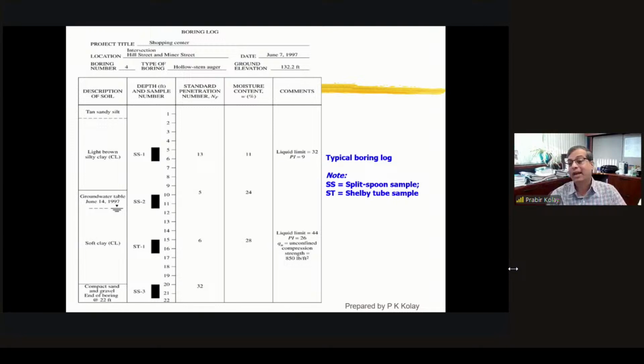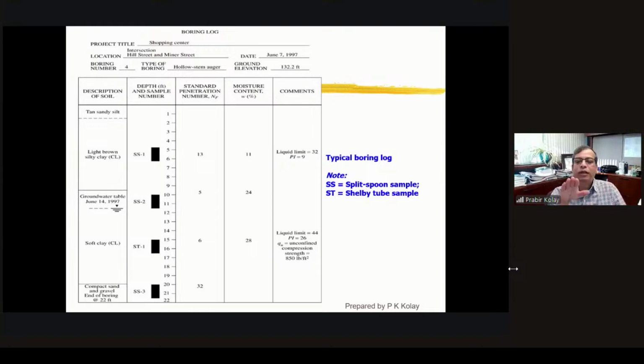That should sometimes be corrected while taking this bore log, while incorporating the data in the bore log. Most of the time we use the raw SPT number. So then we need to do the corrections. I'm going to explain how to do the corrections.